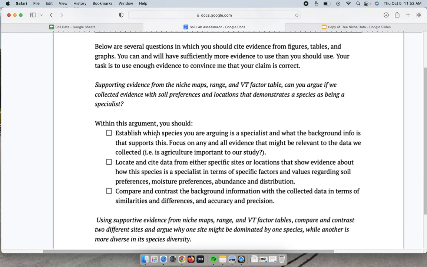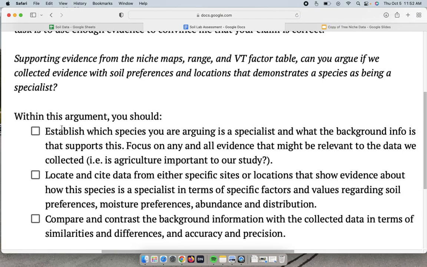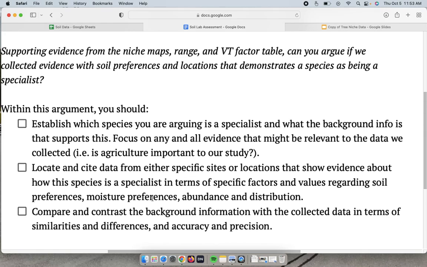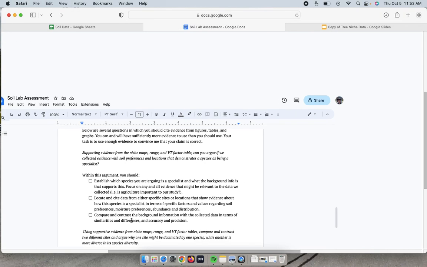Within this argument, I think you should do the following things here. A, establish what species you're arguing as a specialist and the background info that supports this. B, locate and cite data from either specific sites or locations that show how this species is a specialist. And C, compare and contrast the background information with the collected data. So this is where you would talk about background information that either supports or maybe contradicts the data that we collected. And you can think about that in terms of accuracy, precision, similarities, and differences.